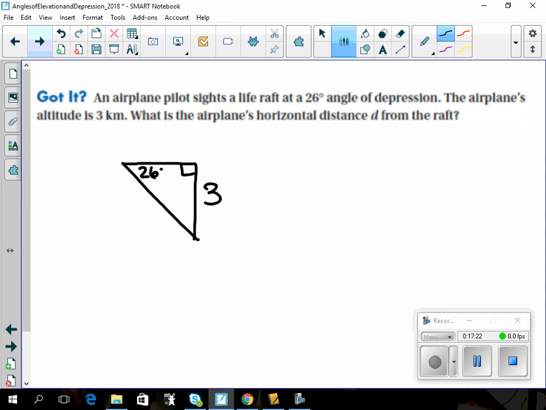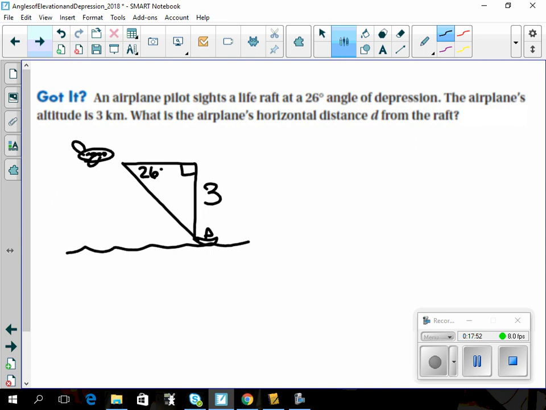Okay. Let's keep reading. What is the airplane's horizontal distance from the raft? Well, if we wanted to be cute, we could draw a little airplane. I'm terrible at airplane drawing. We have a little life raft, right? We have water, since it's in the water. We can draw fish, I don't care. But the important part's a triangle, would you agree? Where is x?